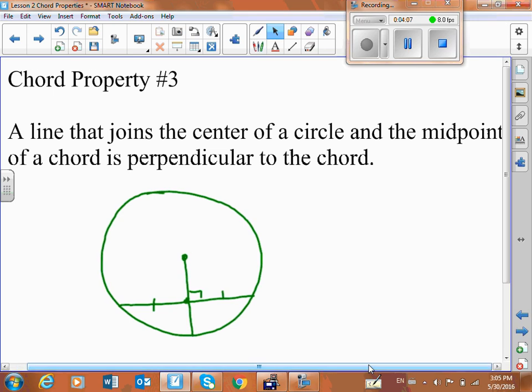So again, we're looking for those 3 important words. Center of the circle, midpoint. So midpoint is just another way we're going to say bisected. Midpoint means halfway, so it's a bisected chord. And here's that 3rd word again. Then we've proven something's perpendicular.